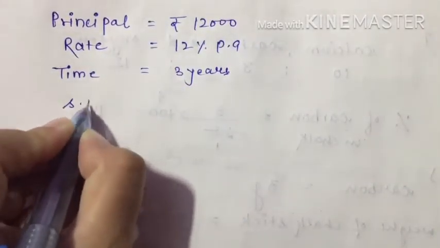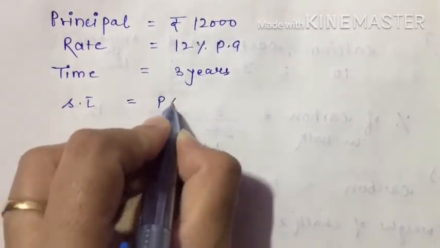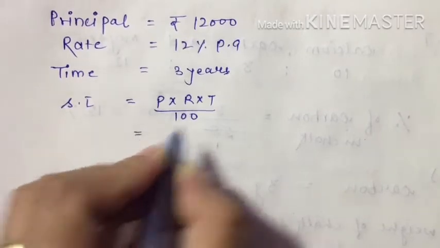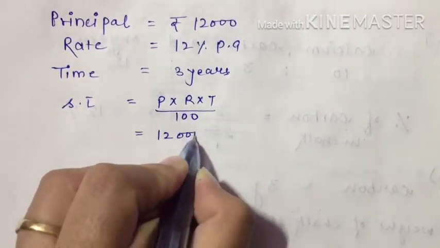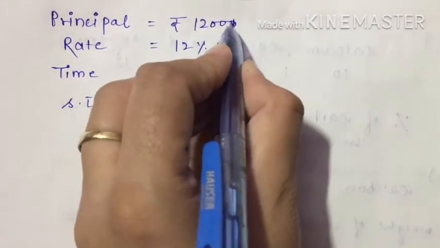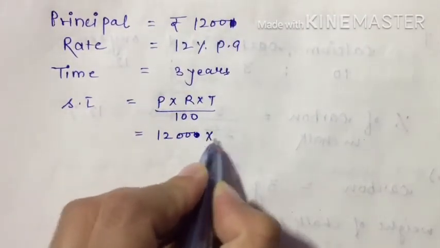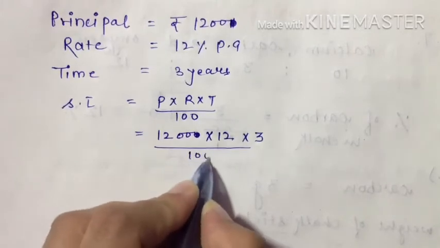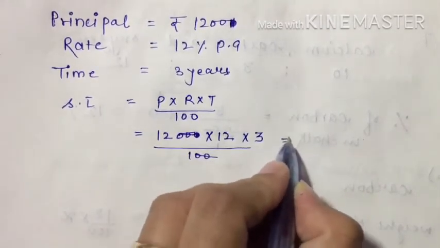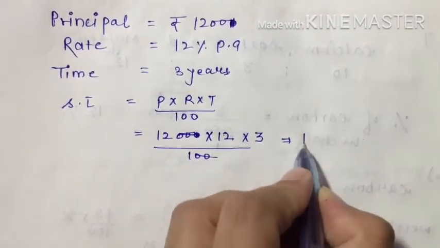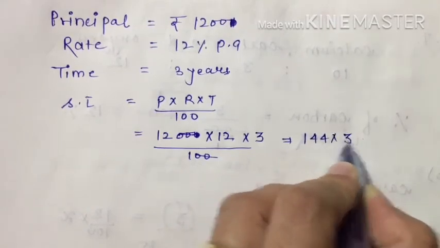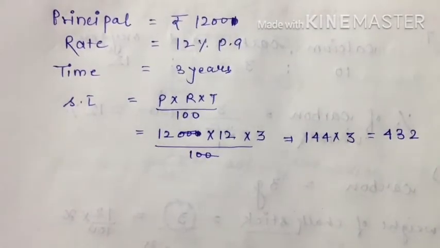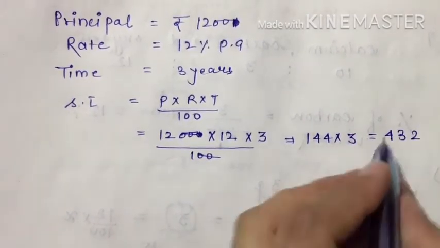First I will find out SI, that is principal into rate into time divided by 100. So, sorry, it is 1200 multiply by rate, that is 12%, time is 3 years, and I will divide it by 100. These two zeros are cancelled. If we multiply 12 multiplied by 12 is 144, multiply by 3 I will get 432. This is what I will get, rupees 432.